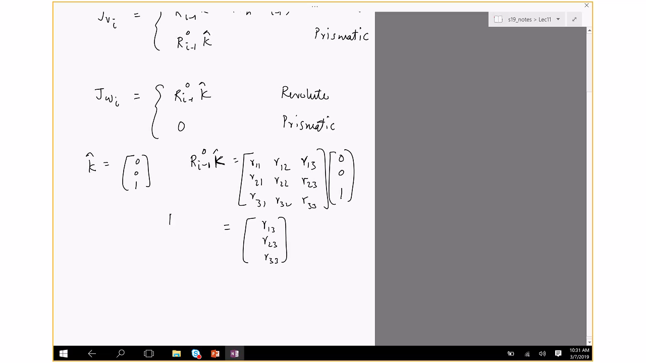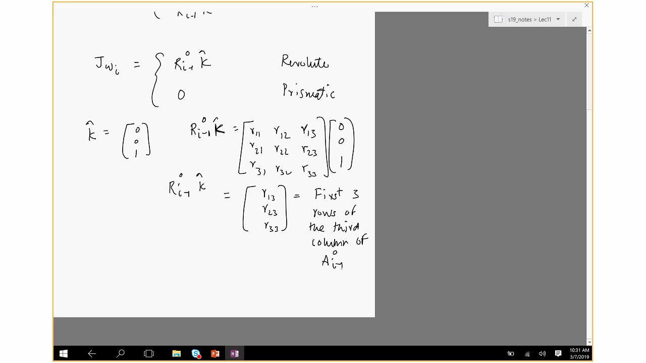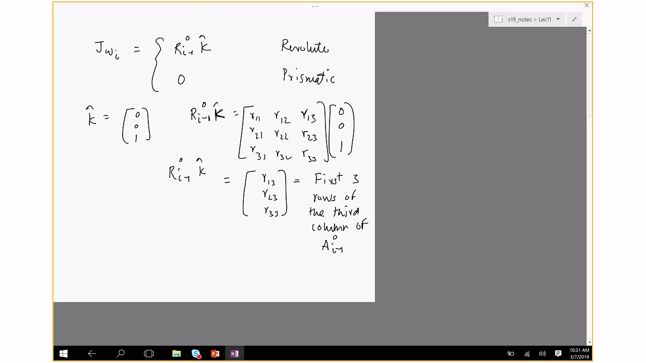So you do not have to do this math. I already did it for you: R i minus 1 times k is basically the first 3 rows of the third column of A i minus 1 0. A i minus 1 with respect to frame 0 is something you would compute given a DH table. We've done that numerous times. So all you have to do is look at A i minus 1 0, take the first 3 rows of the third column, and that's your R i minus 1 0 times k.